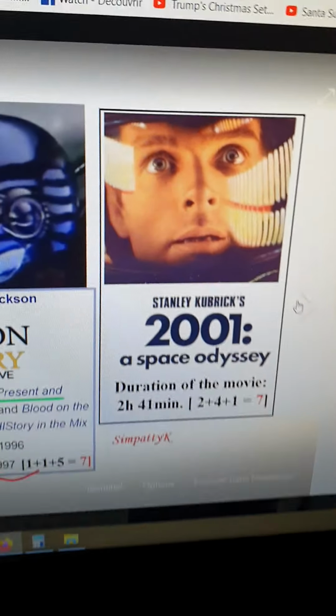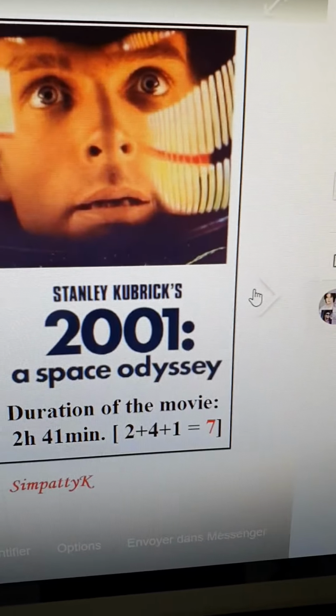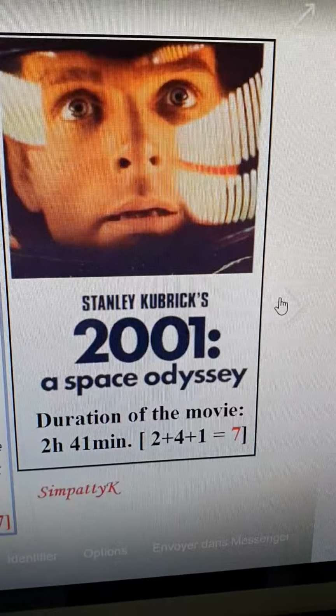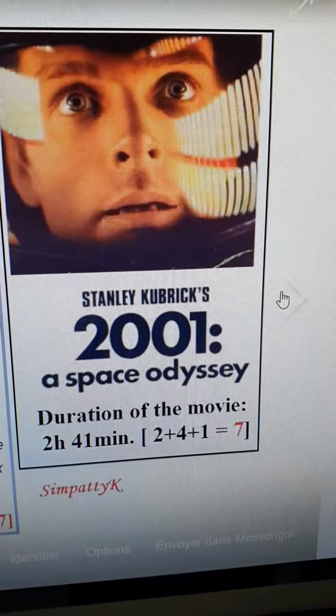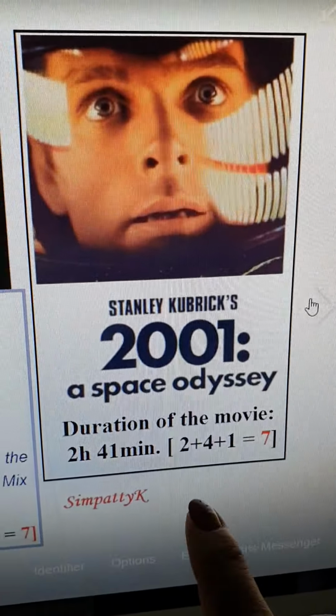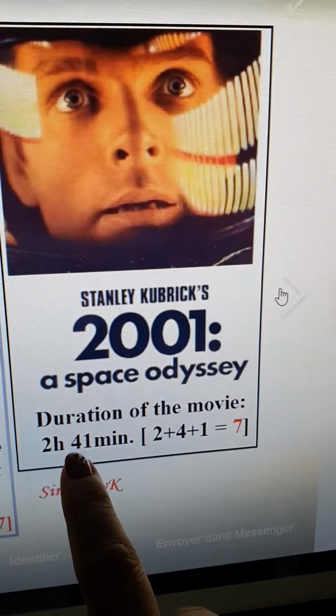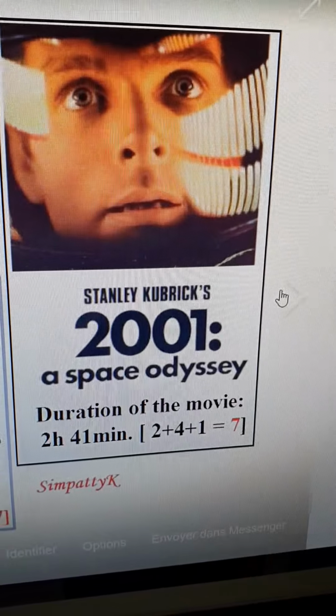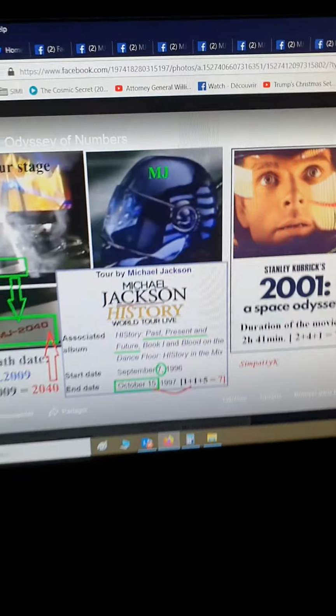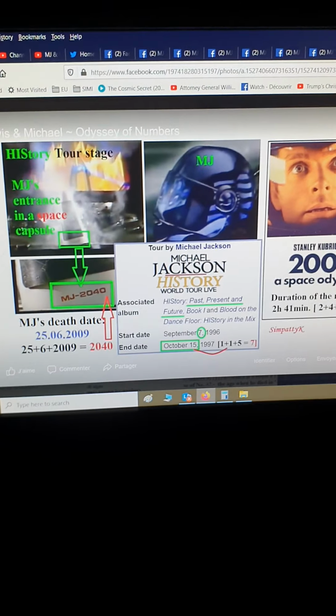Okay, now here we have the cover of the movie, 2001: A Space Odyssey, whose music theme Elvis used. The duration of the movie is 2 hours 41 minutes. 2 plus 4 plus 1 equals 7. Okay, so again, the crazy number 7 coincidences.